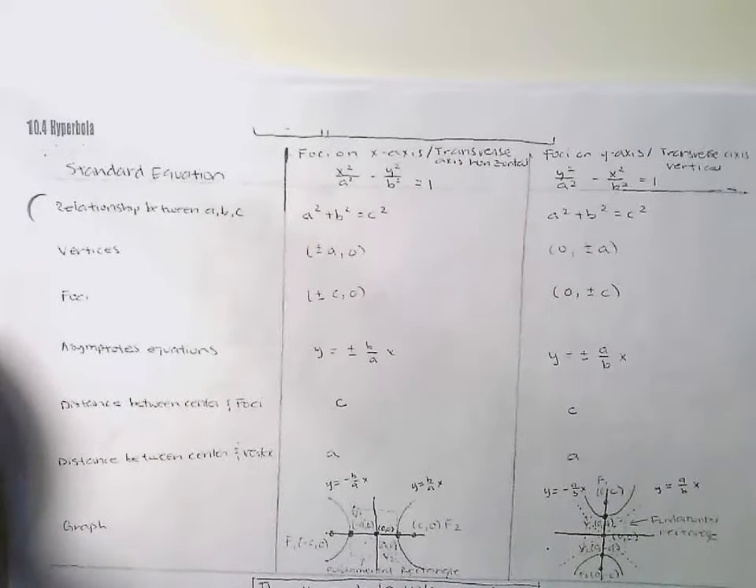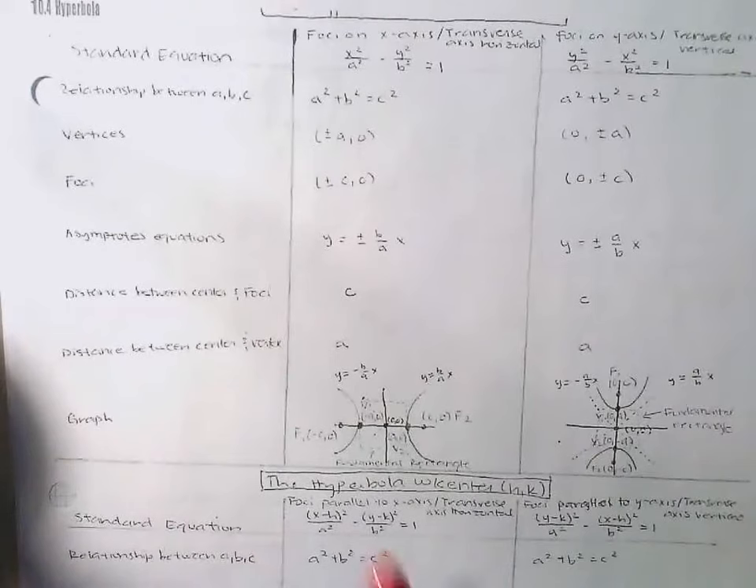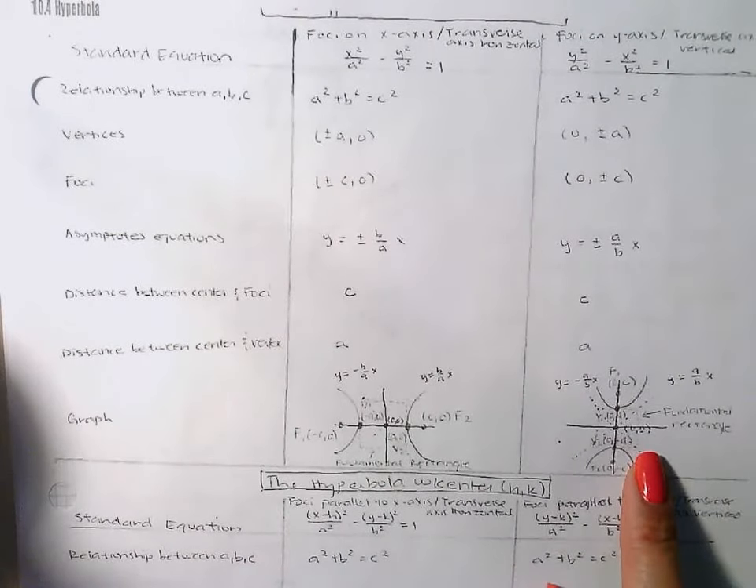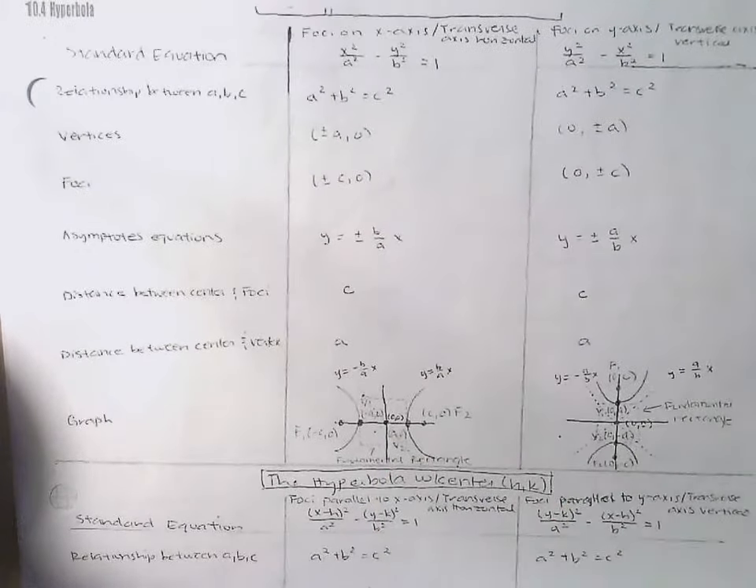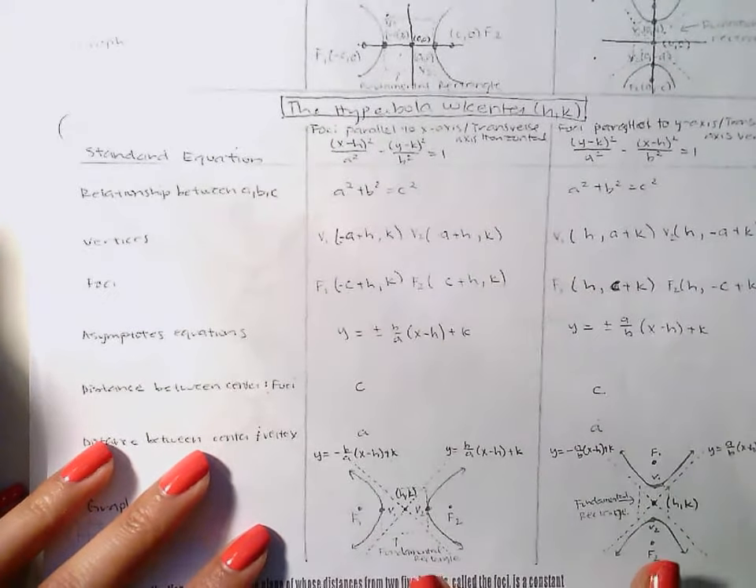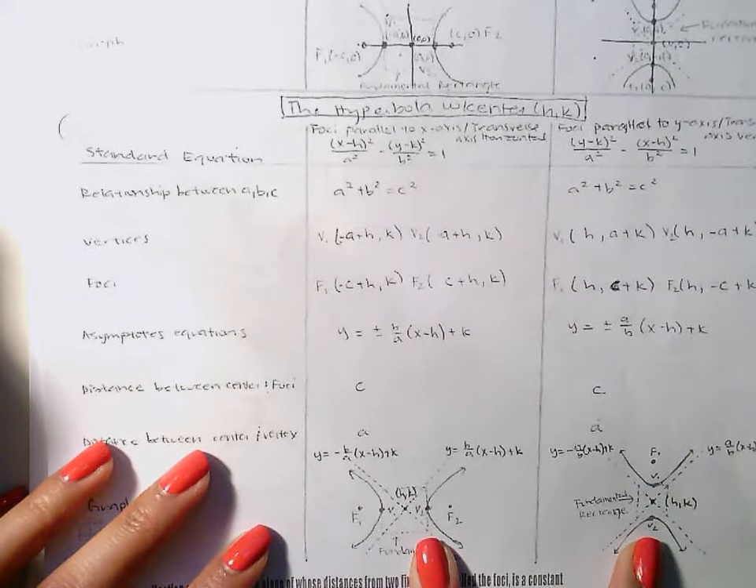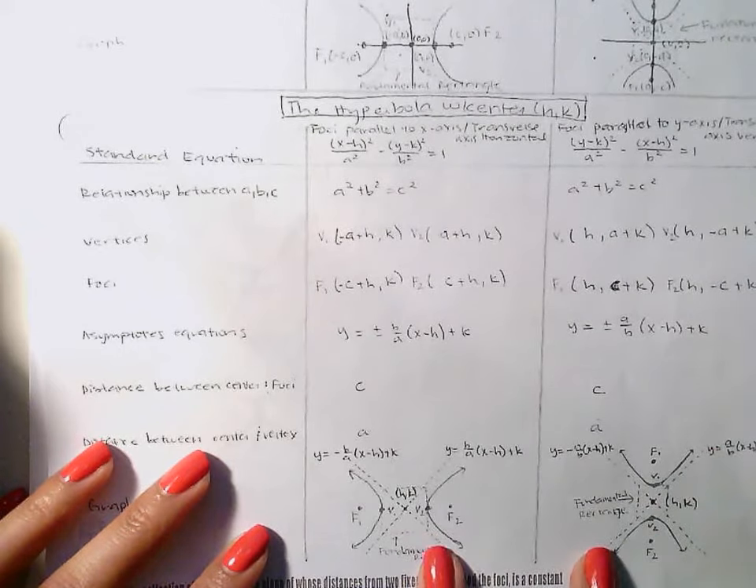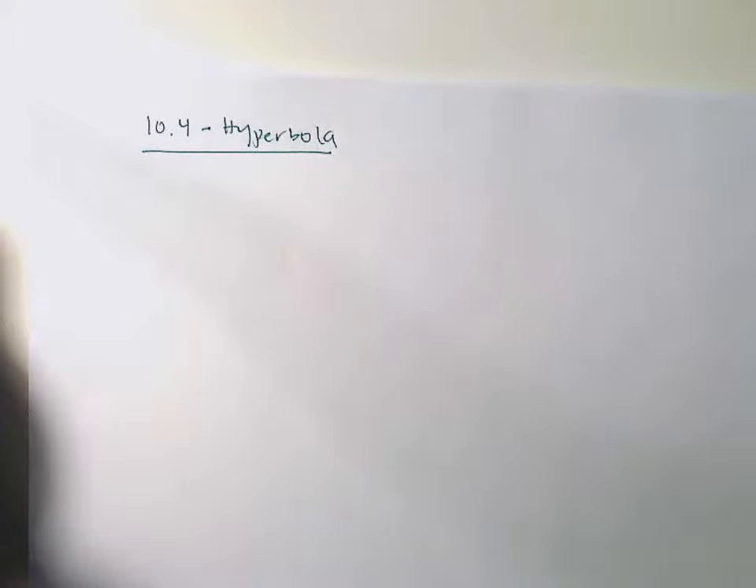So we're going to go over the hyperbola. We have two options for the hyperbola. It can either open left and right, or it can open up and down. These top two are centered at (0, 0), and these bottom two are centered at (h, k). I think it's better to memorize these rather than trying to memorize four of them. If you know these two, you know the one for (0, 0). Let's go over the two options that we have for the hyperbola.